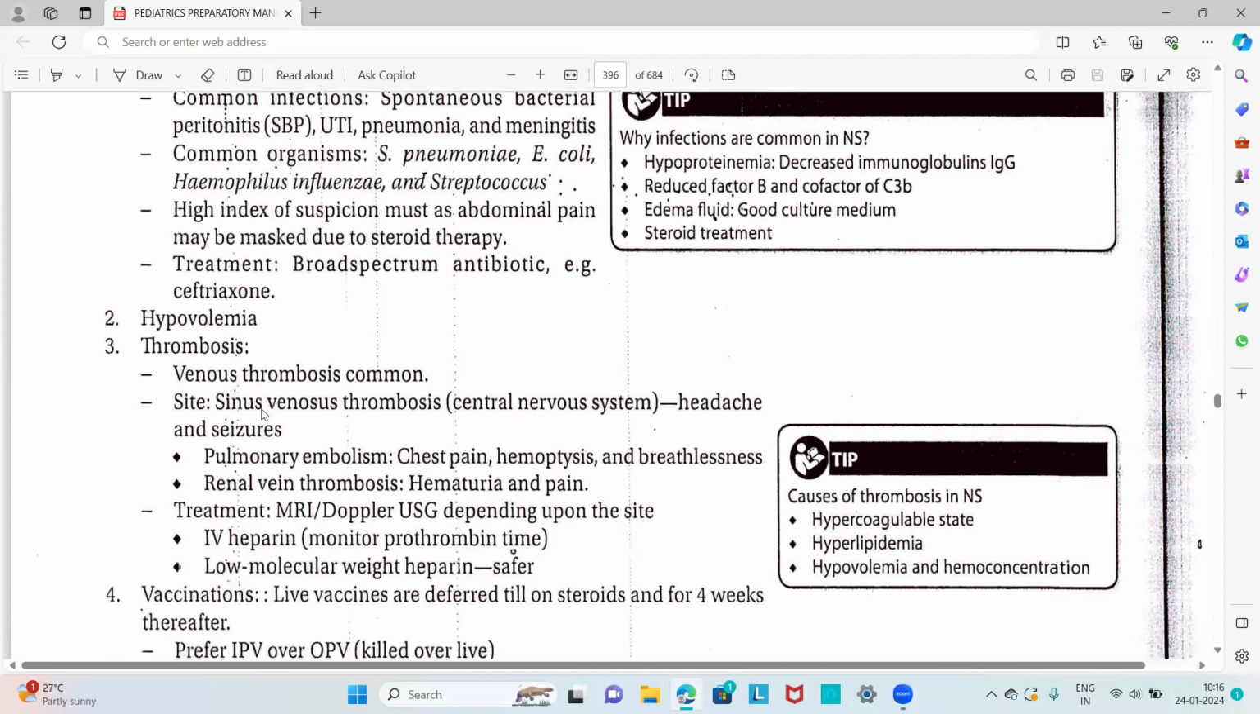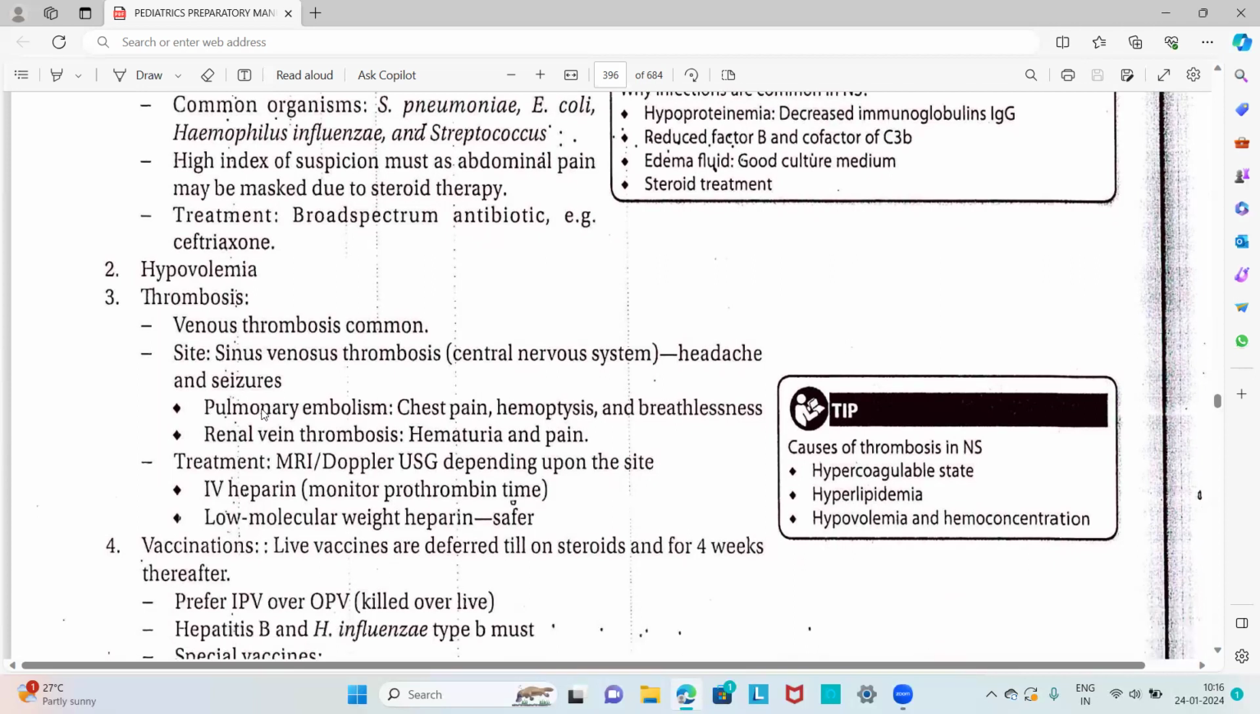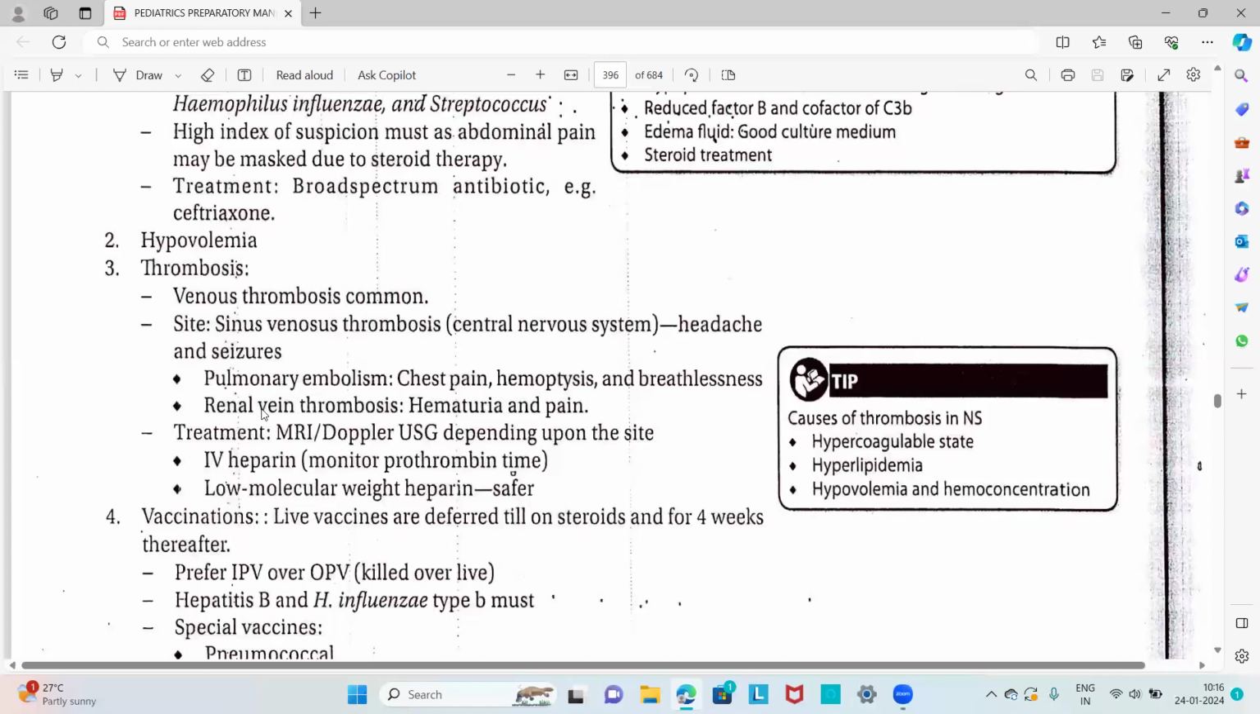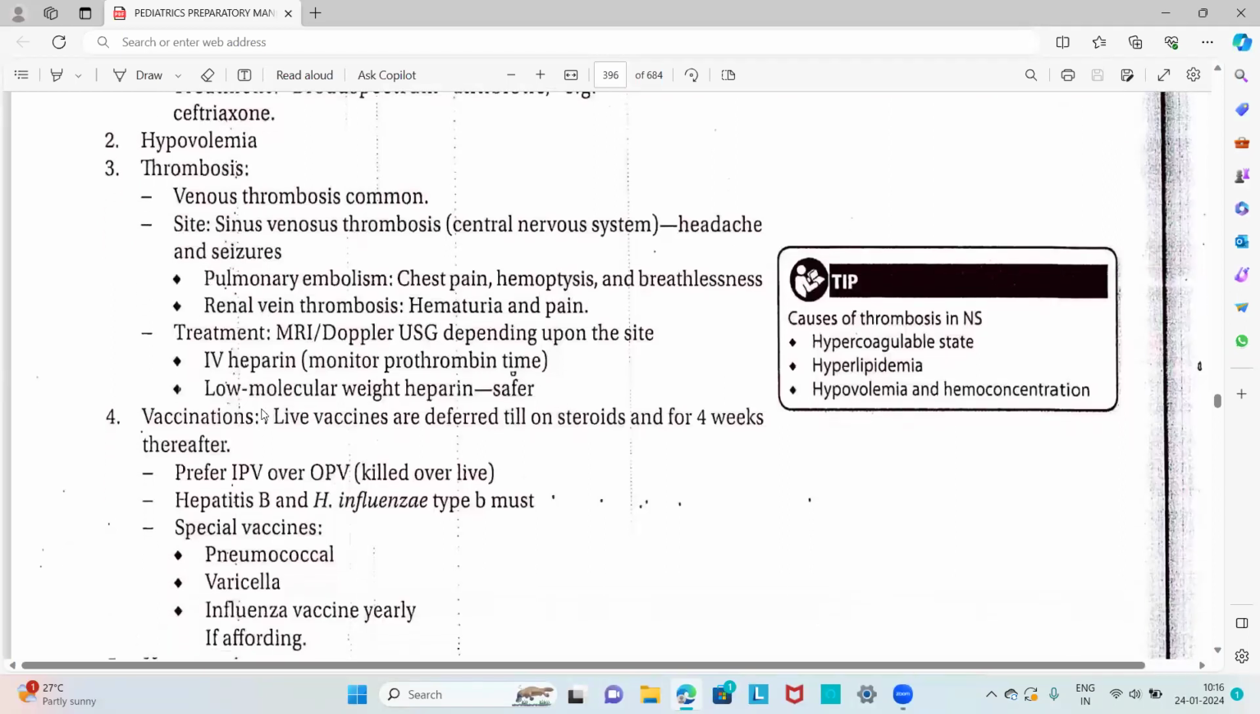So we have to treat it: we have to discontinue diuretics. Normal saline infusion over 20 to 30 minutes should be administered. Albumin infusion 5% or 20% should be administered for those who do not respond to 2 boluses of saline. So that is all regarding hypovolemia and acute kidney injury as a complication of nephrotic syndrome, and now about thrombosis.